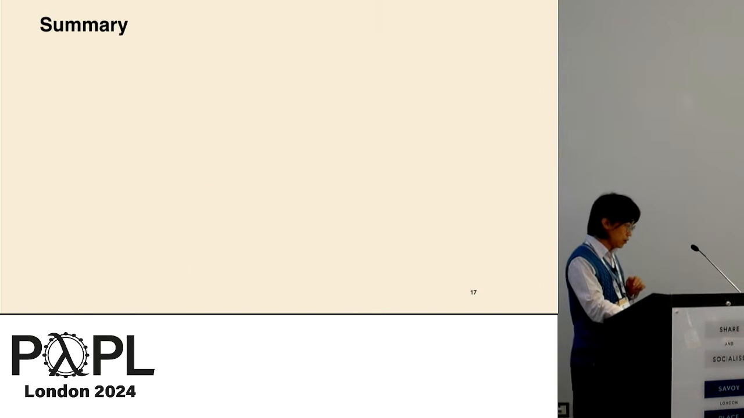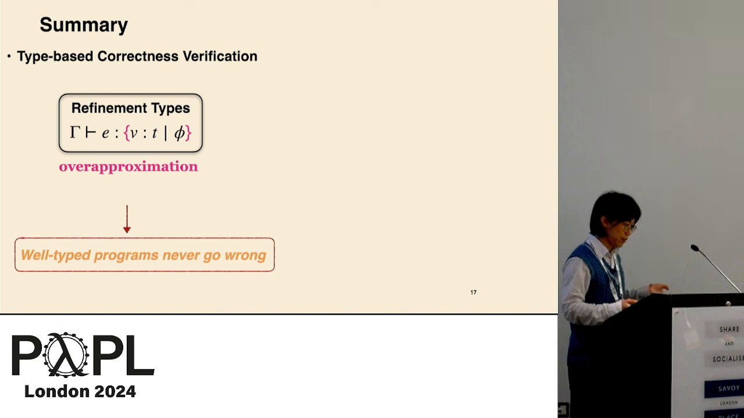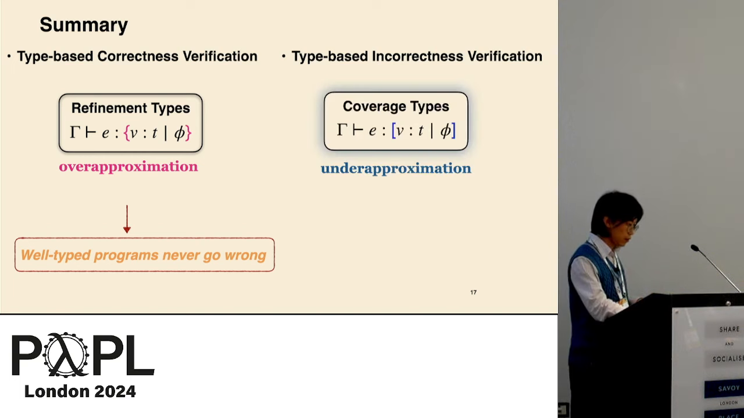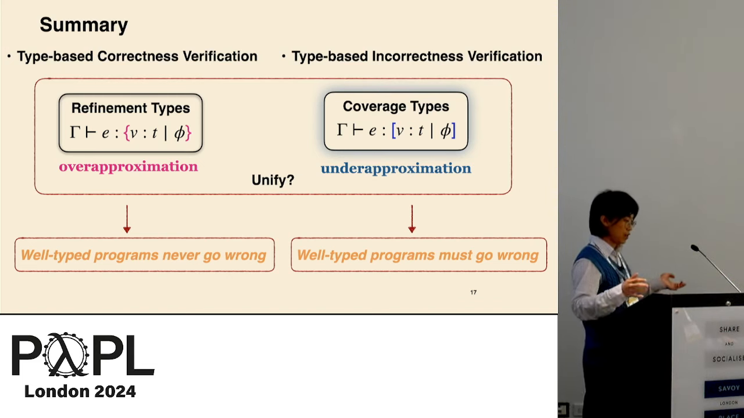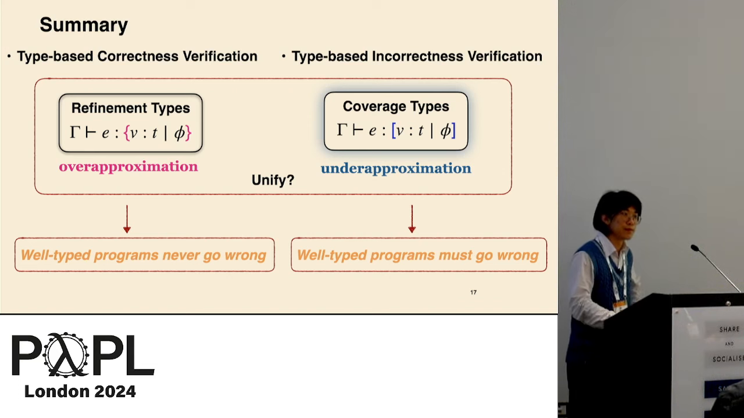Okay, so here's the summary. If people want to do type-based correctness verification, we can use refinement types, where we treat the types as an over-approximation of the program, and we can say well-typed programs never go wrong. On the other hand, if we do type-based incorrectness verification, we can use a coverage type, and we treat the type as an under-approximation. And we can say well-typed programs must go wrong. So maybe we can design a type system to unify both of them, with both over-approximation and under-approximation. That is a thing we'll try to explore. Okay, thank you.